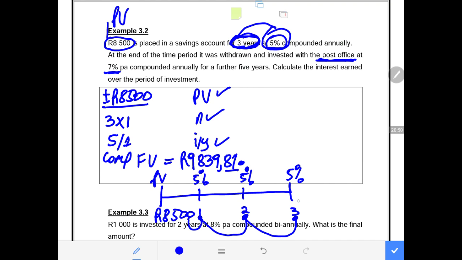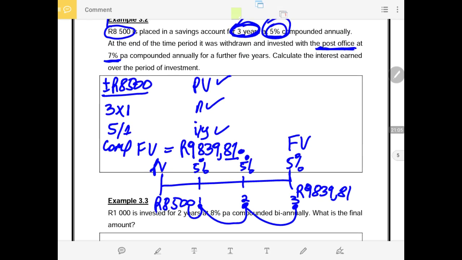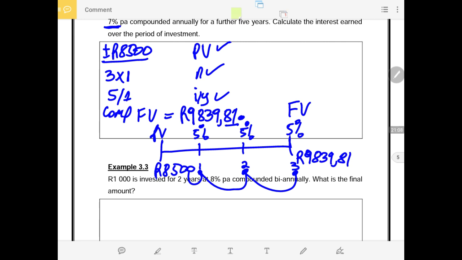So now at the end of 3 years, this is the amount that is in the account, which is the future value at the end of the investment period. The amount in the account is 9,839 Rand 81 cents. That is what is in the account at the end of 3 years. Now we take this money, we withdraw it, and we have it as cash at our disposal.